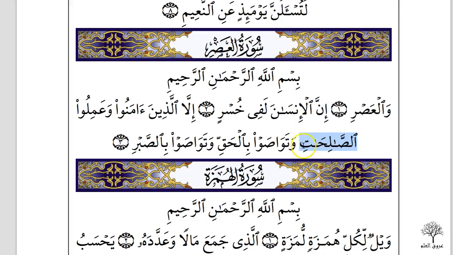Yeah, so in there, look at number 7. In the rafa state, it takes a dhamma, and in the nasab and jar state, it takes kasra. It can't take fatha. So this is either in the nasab state or in the jar state. That's what we know. For now, you probably don't know which state it is in, nasab or jar. But you know that if it takes a kasra, then it has to be in one of the 2 states.